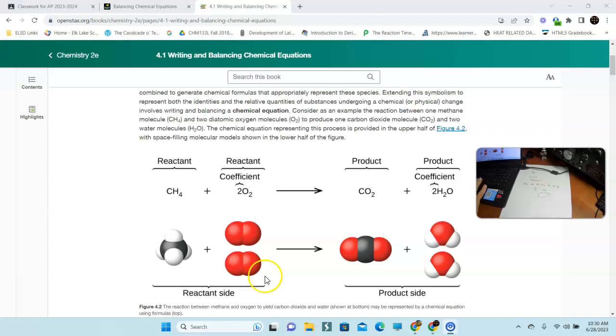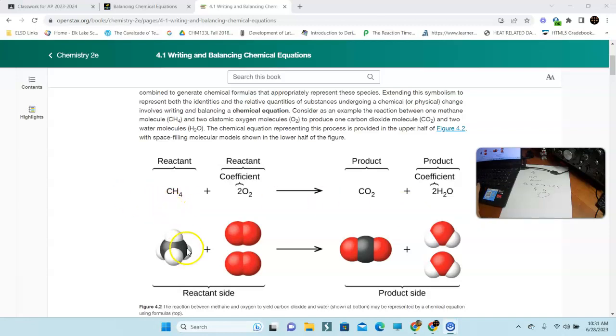And notice one thing, we have to have the same number of atoms of each type of atom on both sides of the arrow. This is conservation of mass. You can't just lose things. You can't say, well, I've got 4 hydrogens on this side and I only need 2 on that side. No, no, no. Everything has to be conserved.